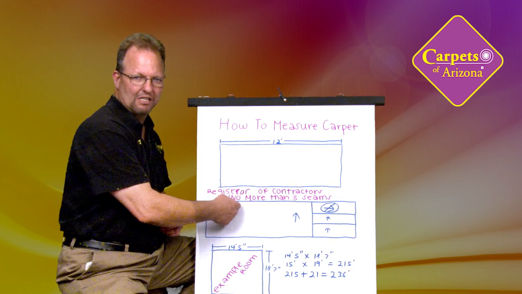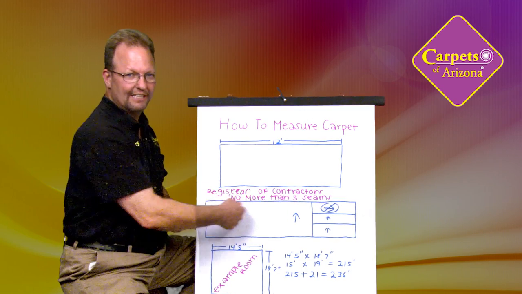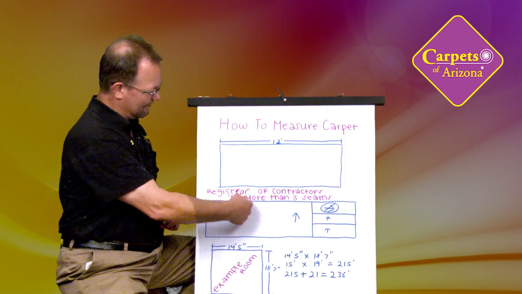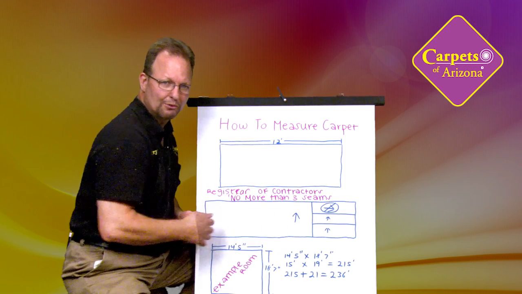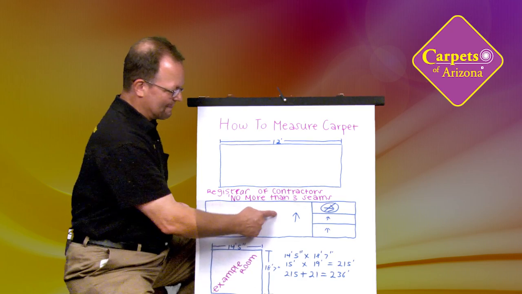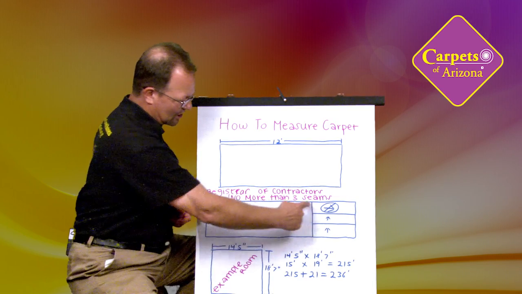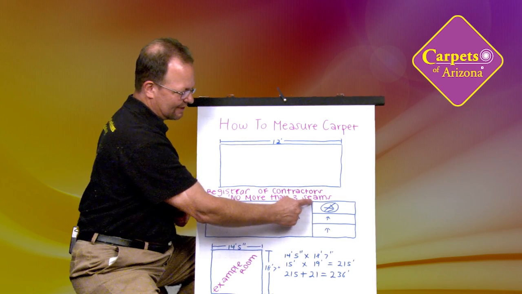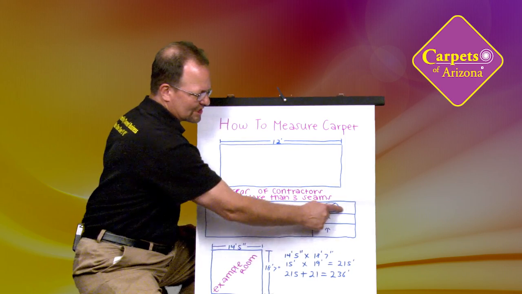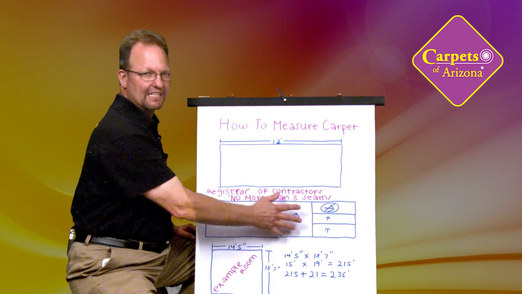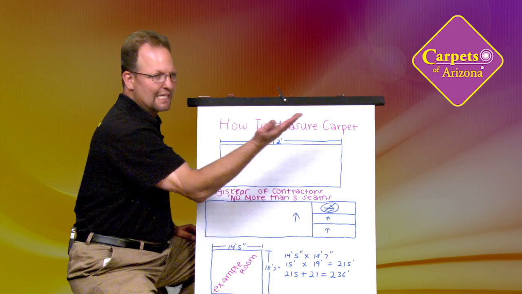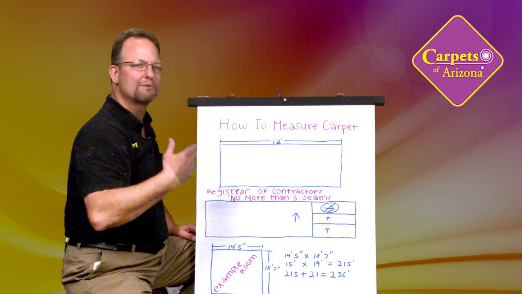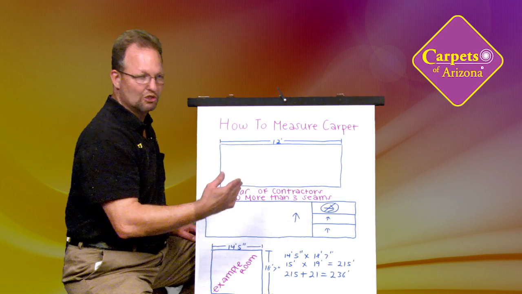Now the Registrar of Contractors says that you can't have any more than three seams in a room. So what that means is, let's say you've got a carpet that's about 14 feet wide. We can put one seam there and then we can put two more seams in here. You can't have any more than that though. You can't piecemeal this thing to death and have a bunch of seams in the room. So sometimes you may need a little bit more carpet to do the job right.